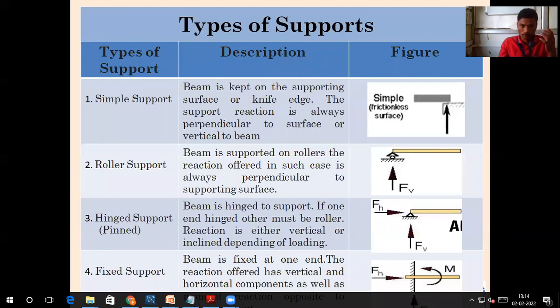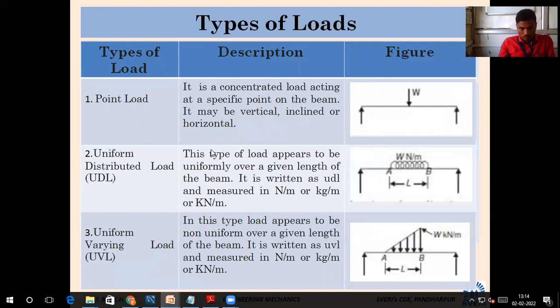Five types of beam, four types of support, and three types of what? Load. Three types of load we have seen: point load, uniformly distributed load, and uniformly varying load. Getting it? Point load is applied at one point. Uniformly distributed load is uniformly distributed, not only between a certain length.